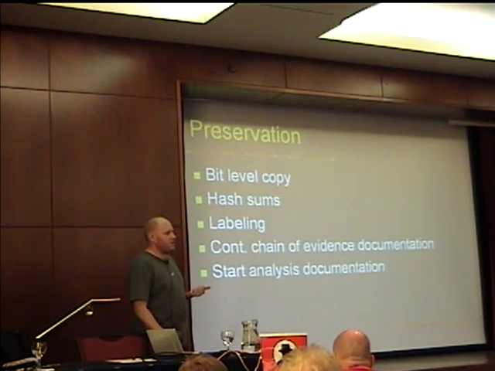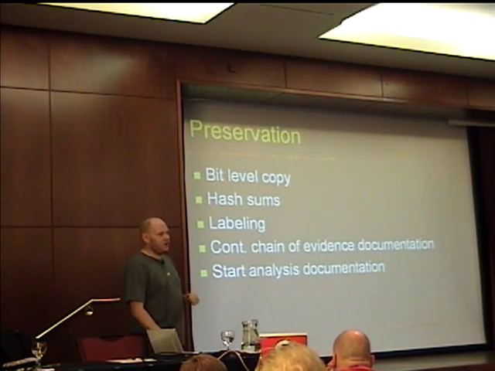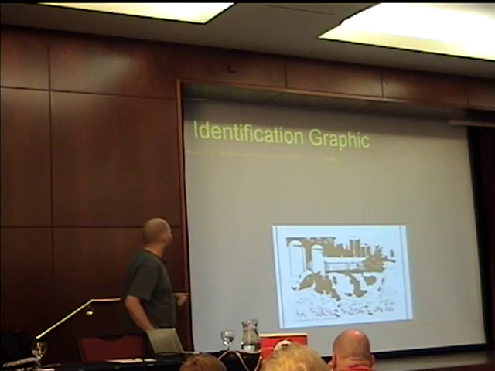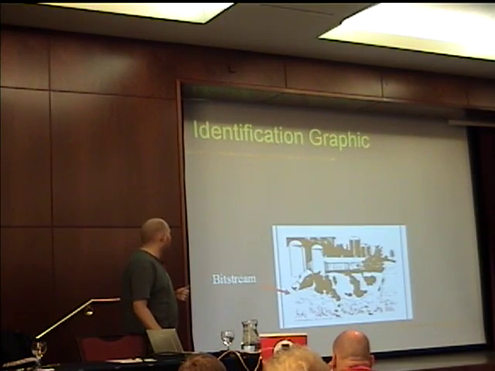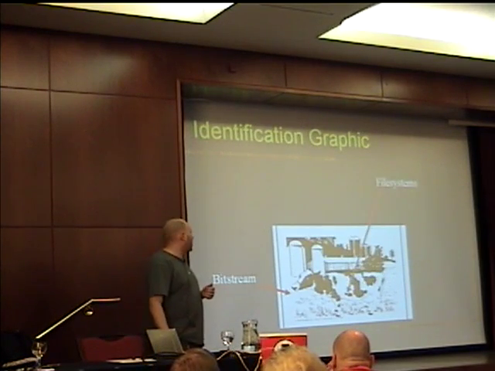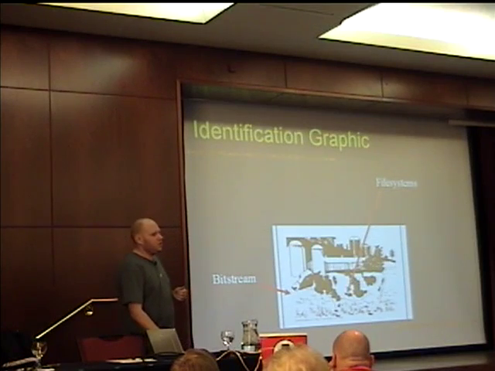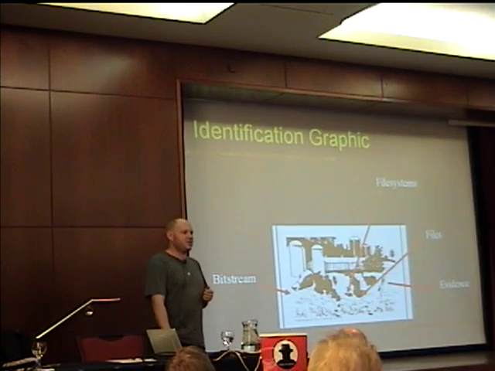And we start our analysis documentation, which is basically the serial number of this drive, you know, was found from this PC, and we conducted our analysis, and this is what we found. So if we're going to look at identification, which is our next phase, what we do is we feed in a bitstream copy. We then use some tools to format that copy into a file system. We go through that file system, we locate our files, and then we get our evidence.